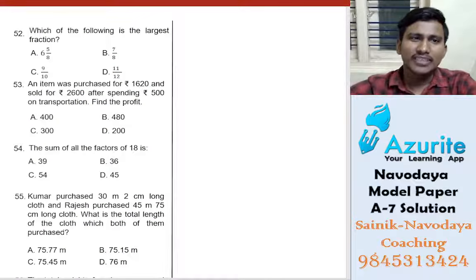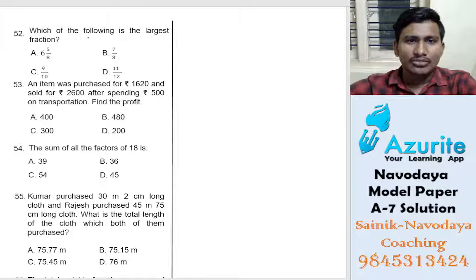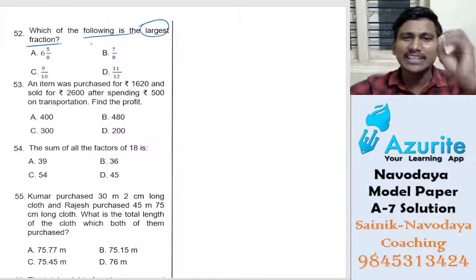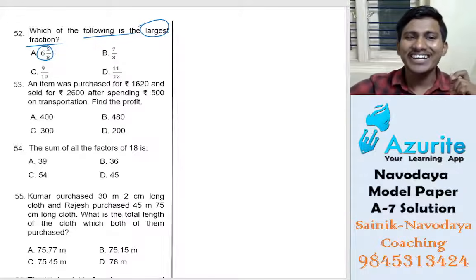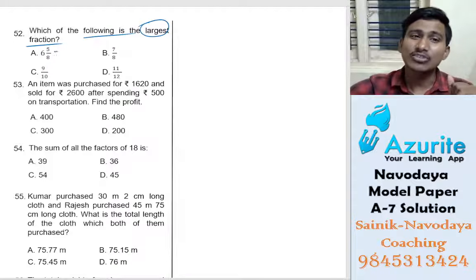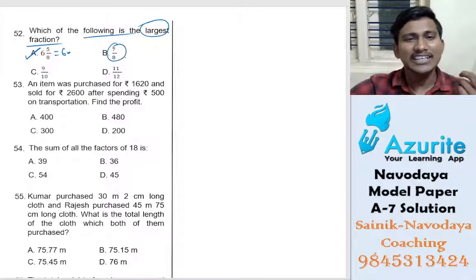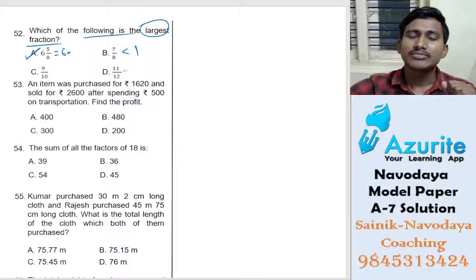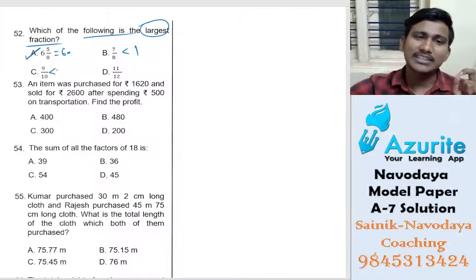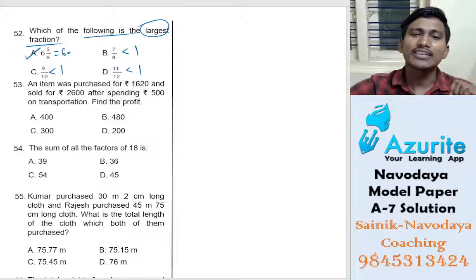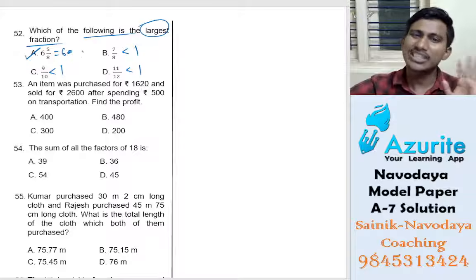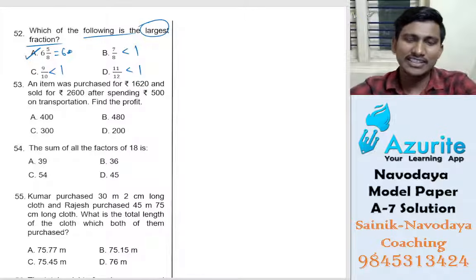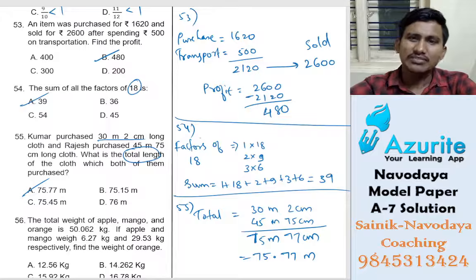So see here, 52nd question. Which of the following is the largest fraction? Directly you can tell the answer, right? This is a mixed fraction, 6 and something, so it is more than 6. That is the largest. Here 7 by 8 is a proper fraction, less than 1, right? This is also proper, less than 1. This is also proper, less than 1. So 6 is more, that is the largest, option A, right? Very easy, isn't it?